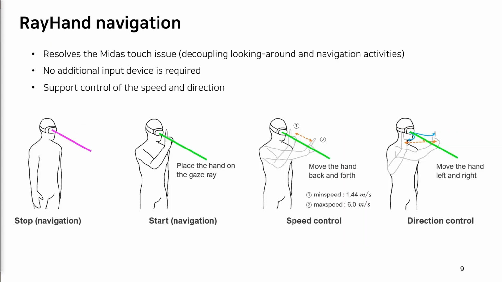This navigation resolves the Midas touch issue because the gaze input does not control the speed and direction after initiating navigation. Also, no additional input device is required, as hand motion controls the navigation speed and direction.